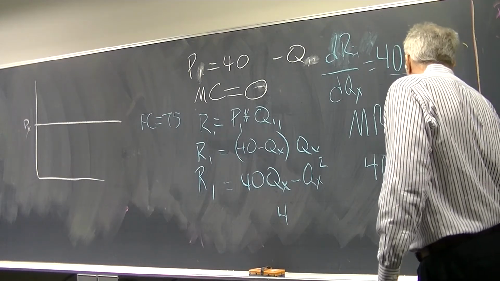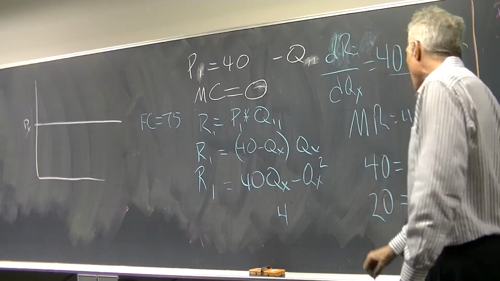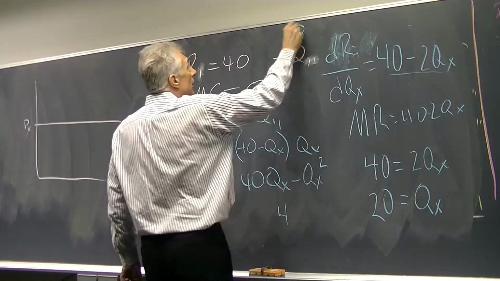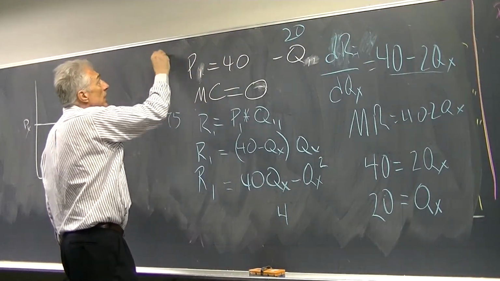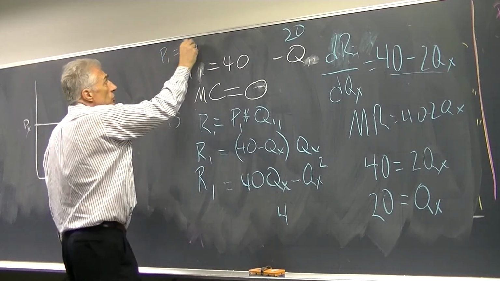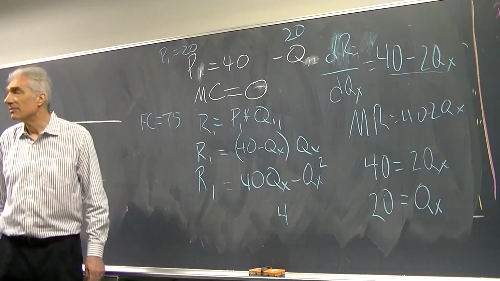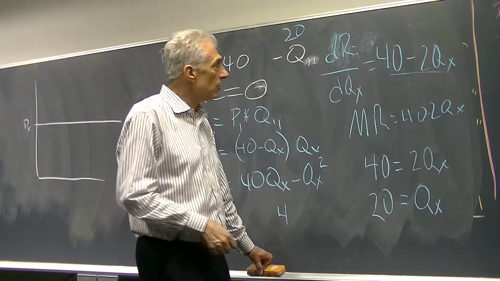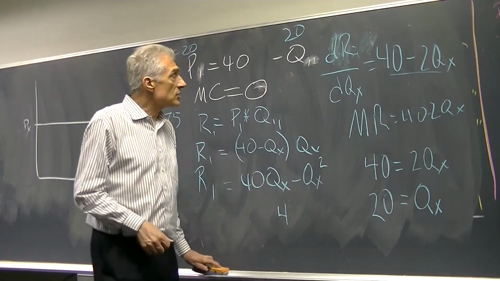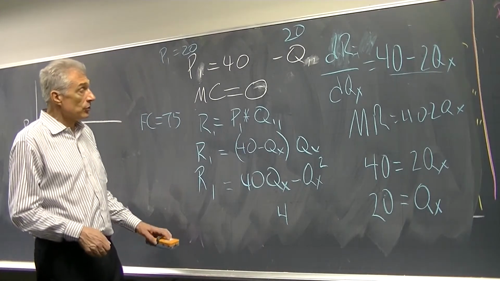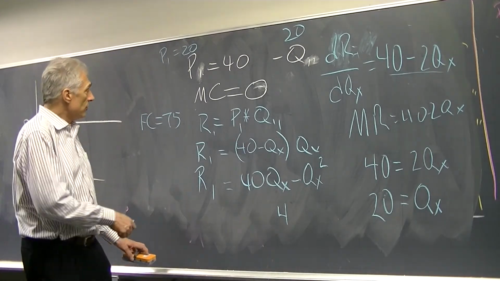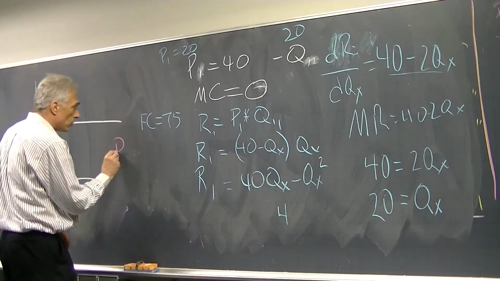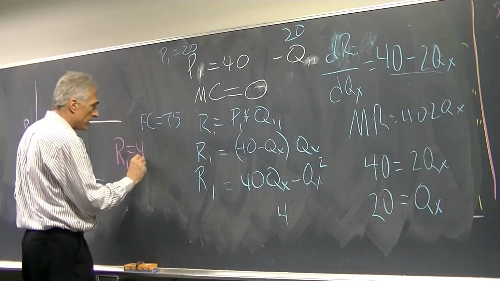QX equals 20. That's our maximum. We know then, put in 20, our optimal P is 20. So it's 20 times 20 is 400. That's how we got that. That's where the 400 came from. Well, if that's our revenue, our revenue in round 1 equals 400.